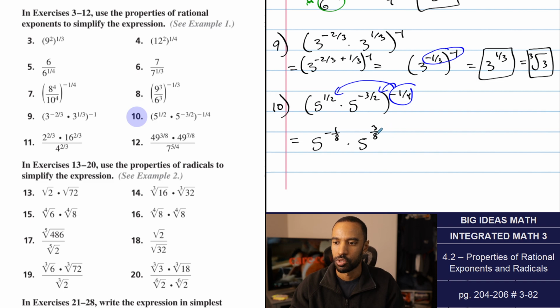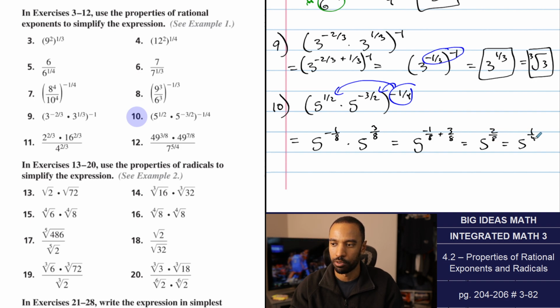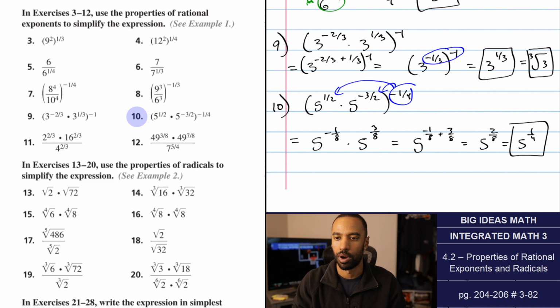So that time I put them right there like that, and this becomes 5 to the negative 1/8 plus 3/8 power, which is 5 to the 2/8, which is 5 to the 1/4, or 4th root of 5. I'll just leave it as 5 to the 1/4.